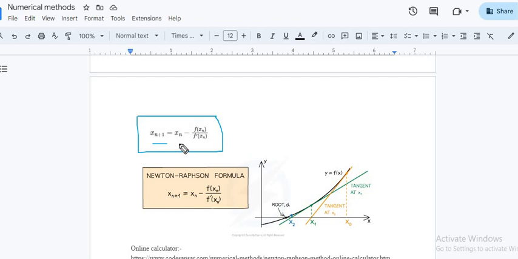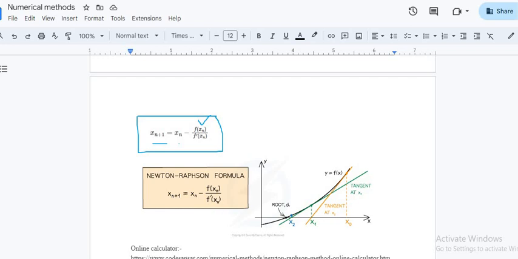Xn plus 1 is equal to xn minus, this is a factor of h, which is given as minus f divided by f prime, where with our initial guess, the function value at the initial guess. Okay.